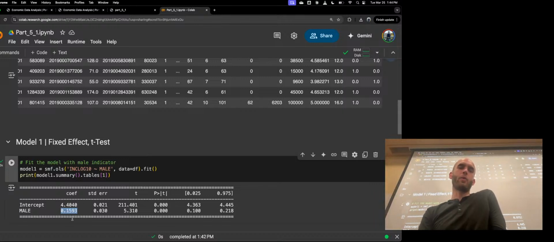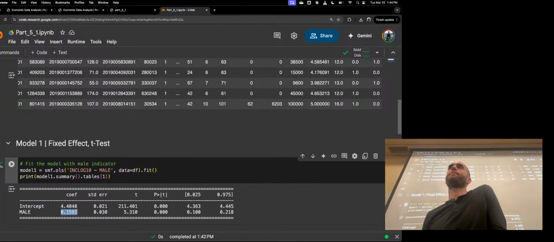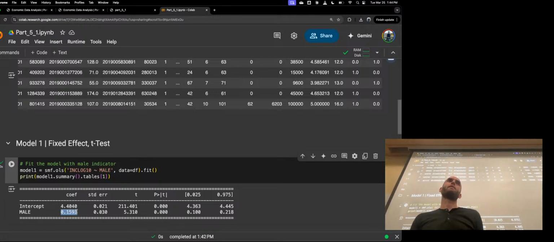And the interpretation here, because we're using log scale, so log income, is actually pretty difficult. But essentially this is roughly a 15% difference in wages, which is incredibly significant. This is something we need to be thinking about as a society.